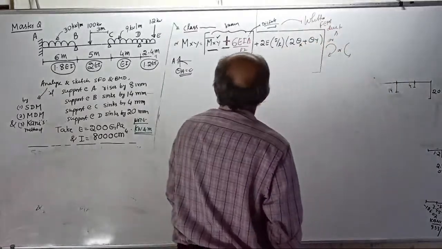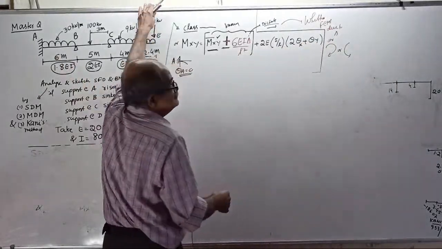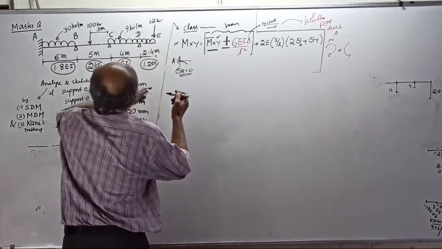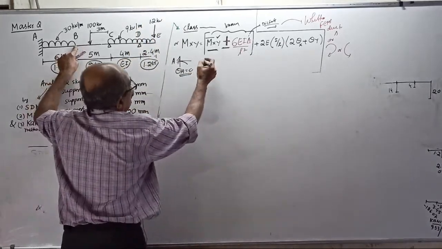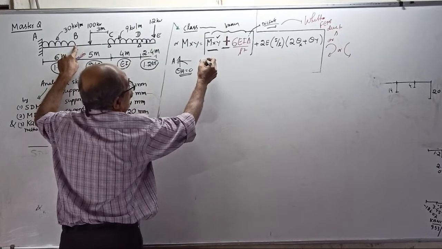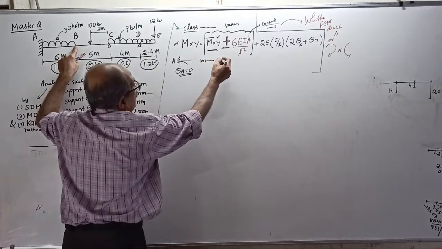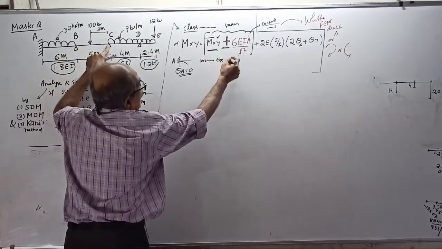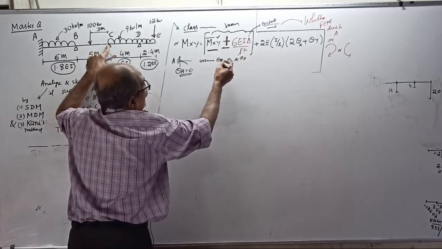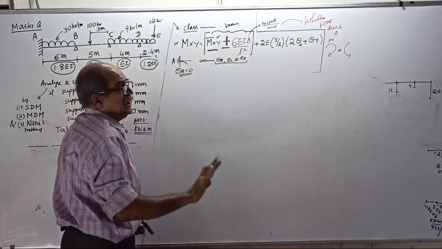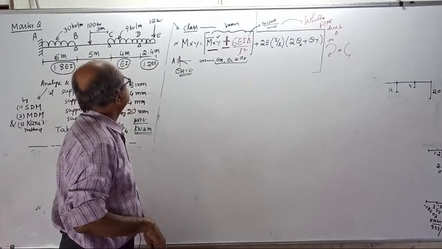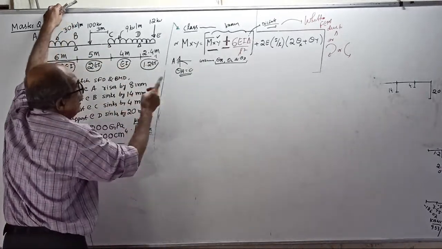Now, theta A is 0. So, the unknowns are going to be theta B, theta C and theta D. You can make a note. Okay, leave it, I'll tell the rest later, or I'll tell now only.